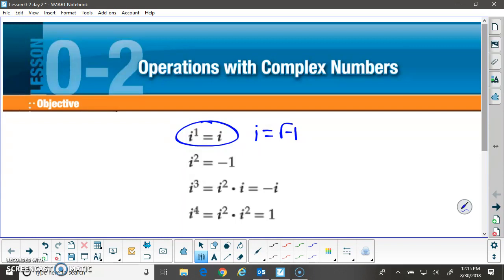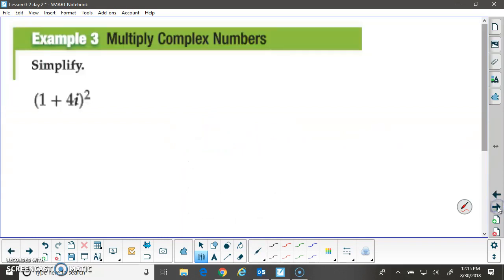We also talked about adding, subtracting, and multiplying complex numbers. A complex number is a number in the form a plus bi that has two parts to it, the real number part, a, and the imaginary number part, b. So today we're going to talk about multiplying and dividing complex numbers.